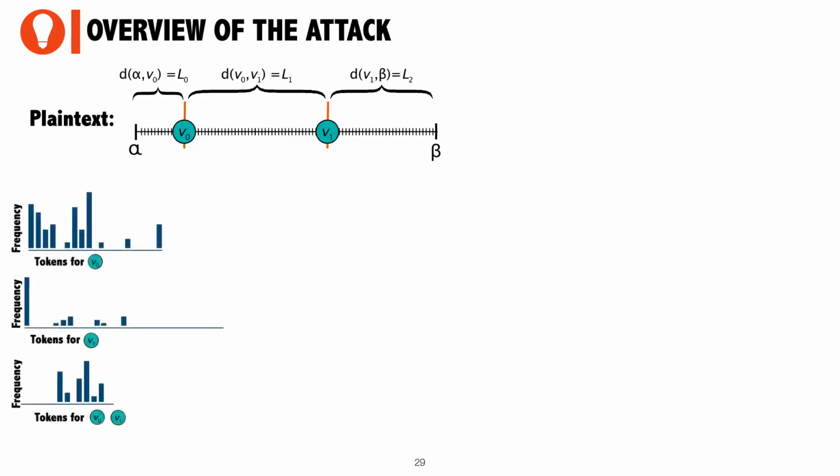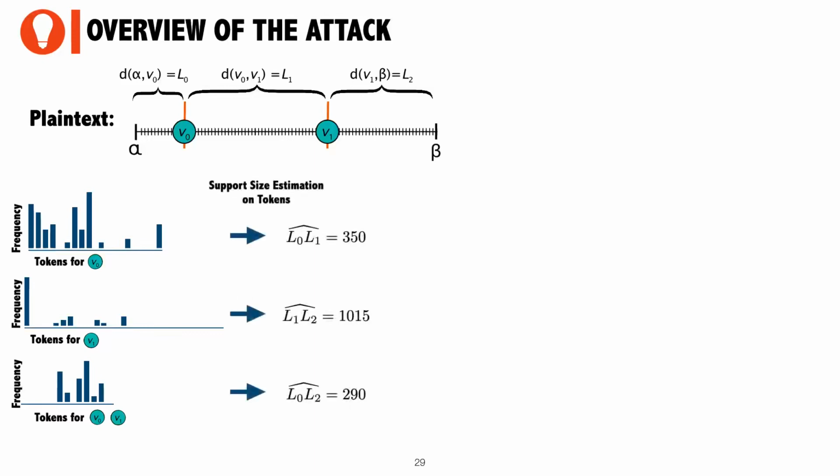The first step of our attack is to partition the tokens and analyze each partition as a conditional probability distribution. We use the frequencies from each sample of tokens and derive an estimation about the product of lengths. If the estimation is accurate, then the attacker infers that the product of length L0 and L1 is 350, the product of L1 and L2 is 1015, and so forth.